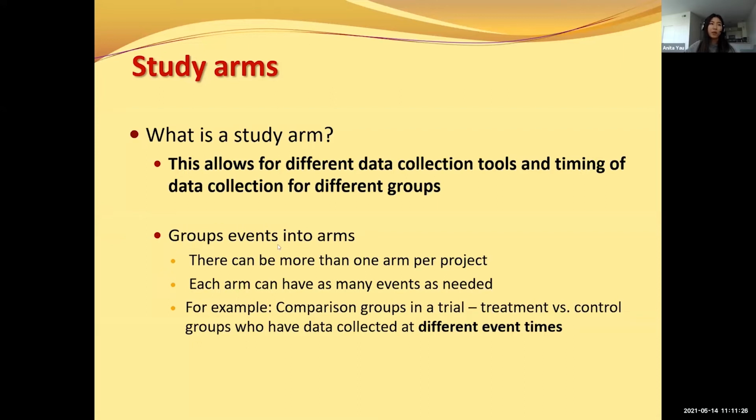So an example of when we might need study arms would be when we have comparison groups in a trial. So maybe a treatment group and a control group, and we're collecting different data for these two groups at different event times.